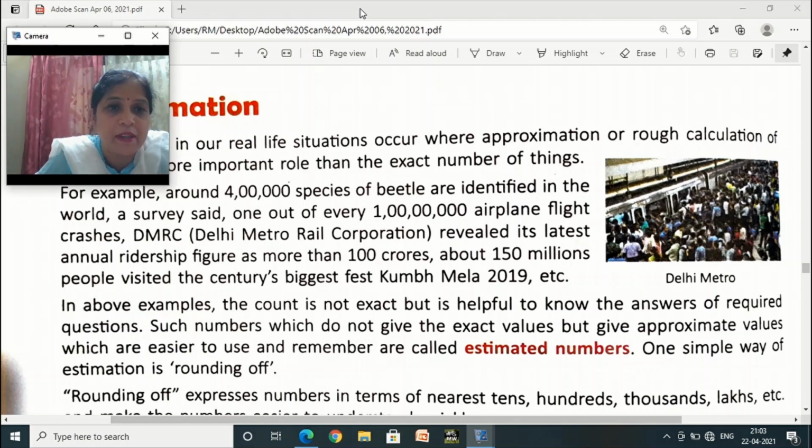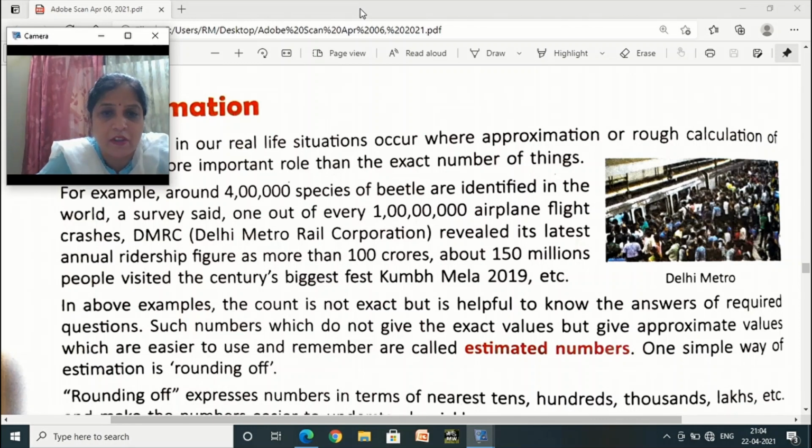For example, around 4 lakh species of beetle are identified in the world, a survey said. One out of every 1 crore aeroplane flights crashes. DMRC, that is Delhi Metro Rail Corporation, revealed its latest annual ridership figure as more than 100 crores. About 150 million people visited the country's biggest fest, Kumbh Mela 2019, etc. In the above examples, the count is not exact, but it is helpful to know the answers of required questions.